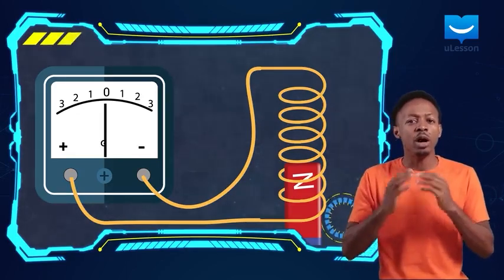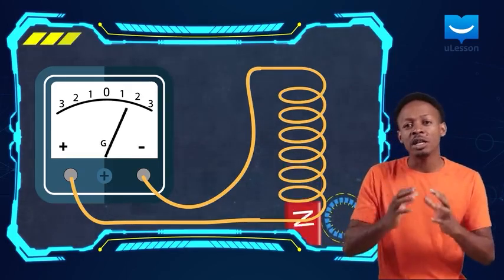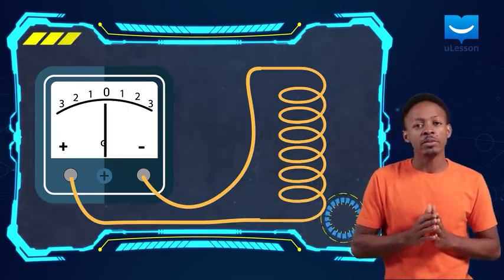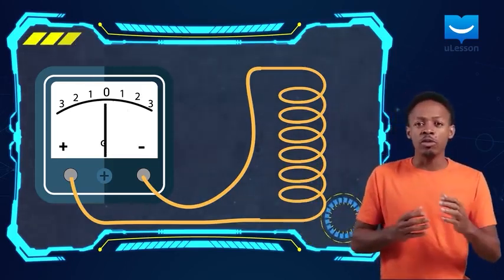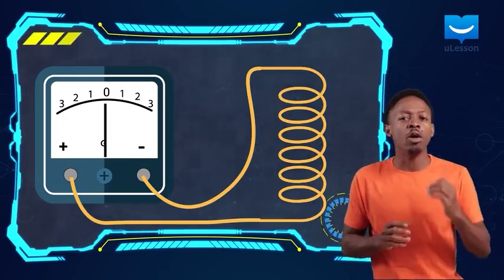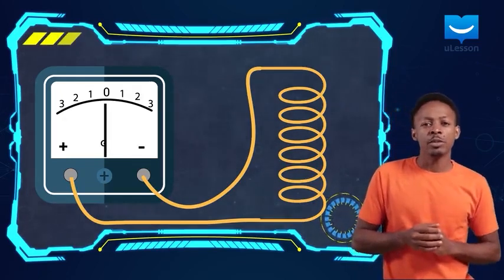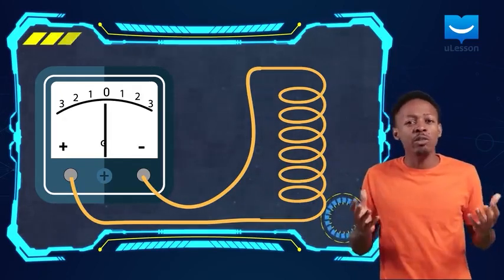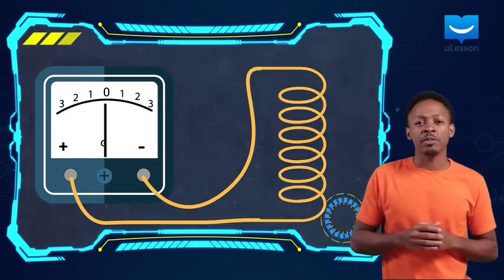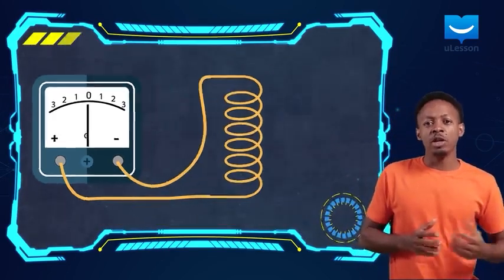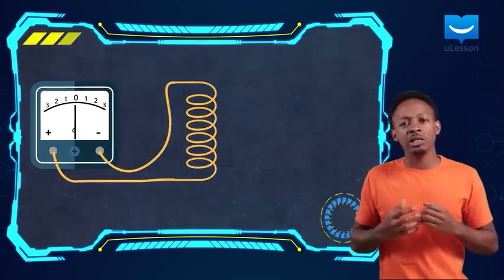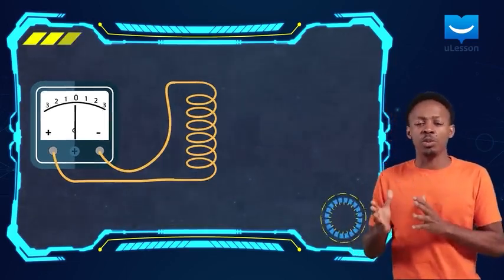But wait to see what happens when the magnet is pulled out. Did you see that? Not only did the pointer move, but it moved in the opposite direction. So I want to ask, why did it move in the opposite direction? The answer is in Fleming's right-hand rule. You can check this out in our lesson on the magnetic force in a loop.